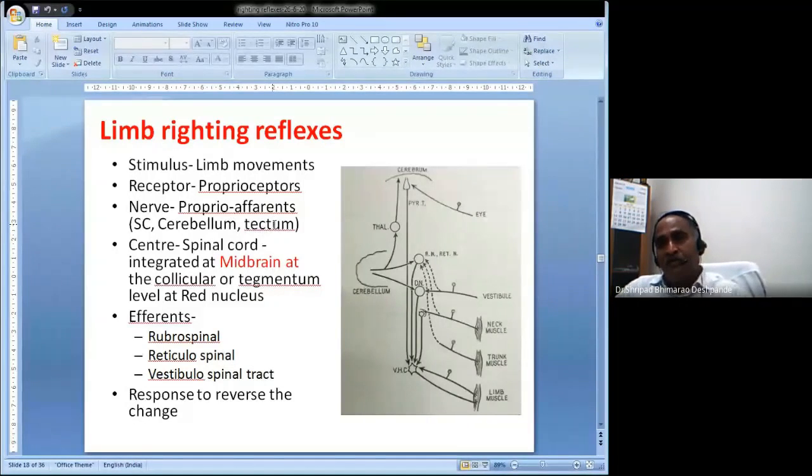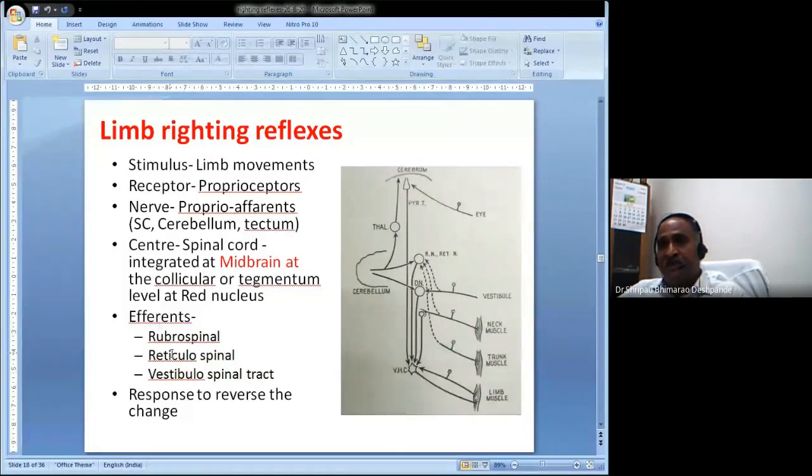Also, we have the spinotectal tract and the spinoreticular tract. They are also carrying the information. The center starts with the spinal cord, but that integrates only the reflexes. In the midbrain, all things are coordinated and integrated, especially at the collicular level. Here the visual, the head, and the vestibular inputs are all mixed in the colliculus, and that is the main aspect of the midbrain, where the red nucleus plays an important role.